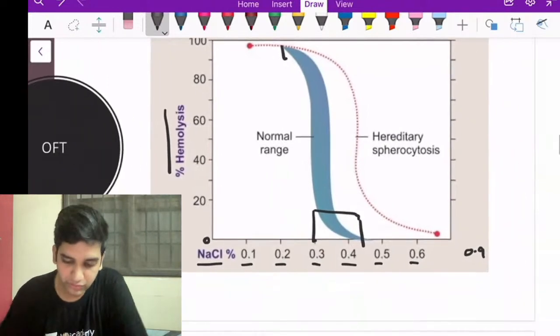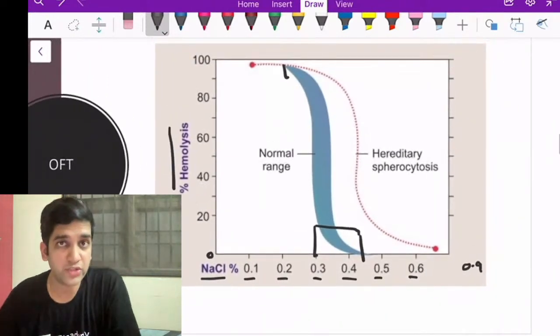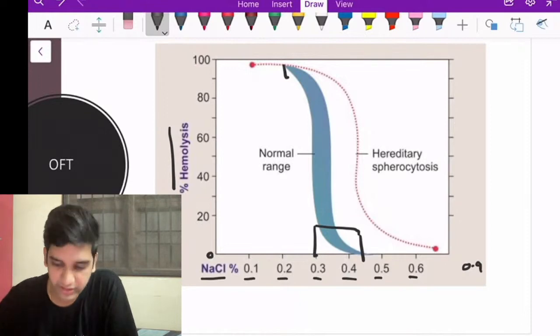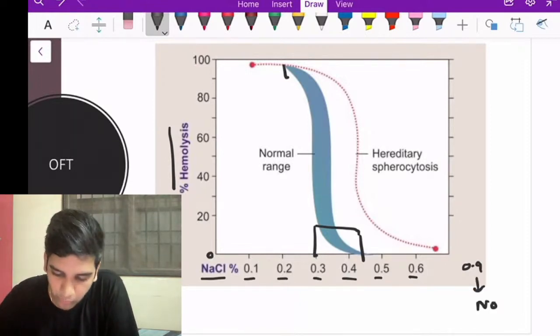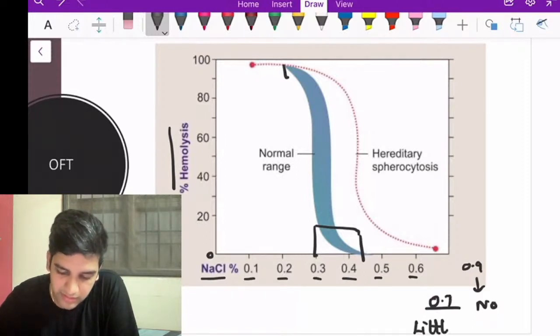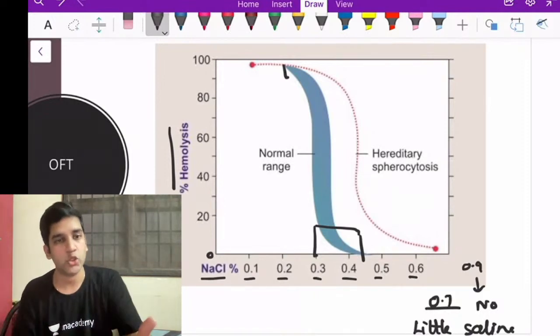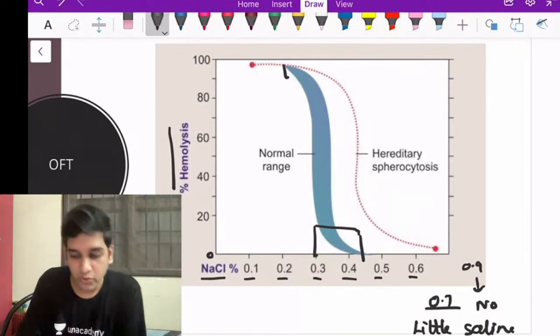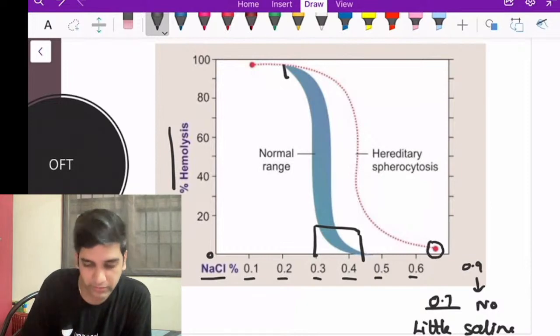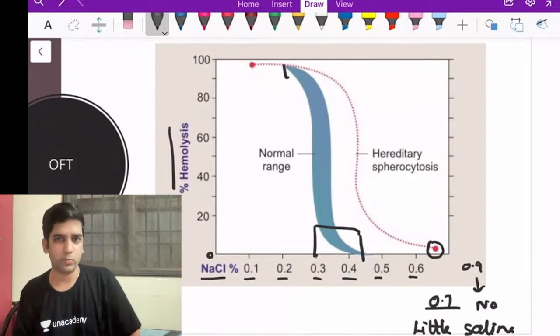Fine. So in other words, in a spherocytosis who is osmotically fragile, at 0.9 there is no movement inside. At 0.7 itself it will start, which means with little saline going inside the RBC, they're going to burst. In other words, they are osmotically more fragile, right? So hemolysis starts around 0.7 and is completed around 0.4 or 0.5, right?